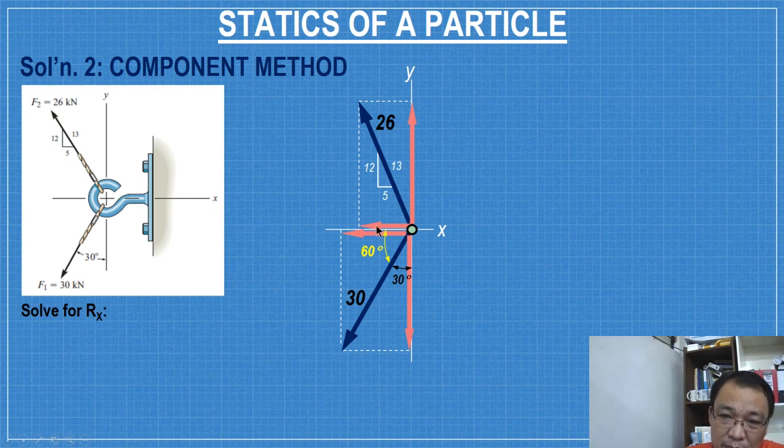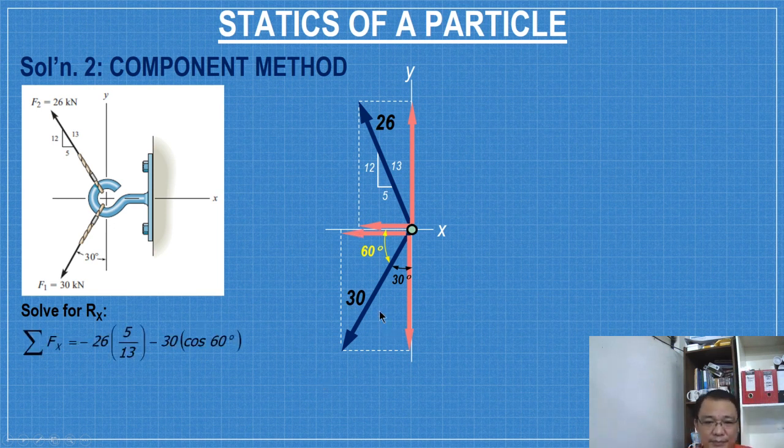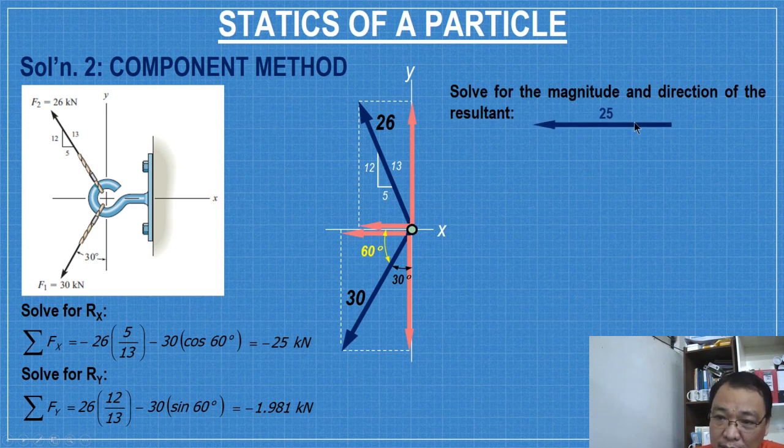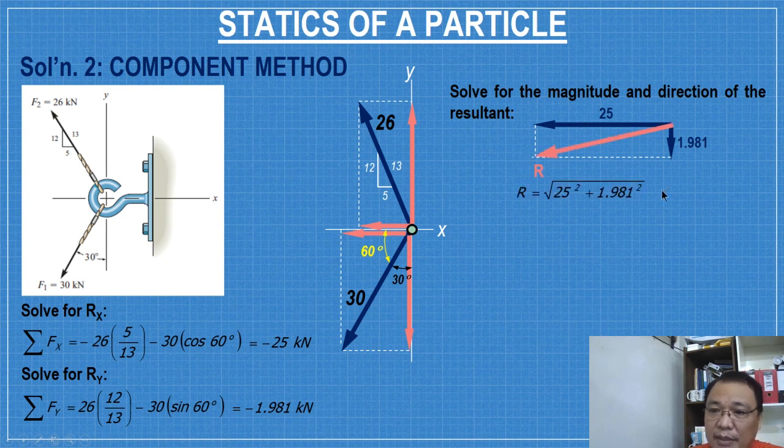For this component, it's simply F cosine theta, that's x over d, 5 over 13. And for this one, it's 30 cosine 60. It's negative 25. Then for Fy, one is positive and one is negative: 26 times y over d, minus 30 sine 60. It's negative 1.981. If you plot it using parallelogram law, 25 is negative, so directed to the left, and Fy is downward, 1.981. Construct a rectangle, and the diagonal is the resultant.